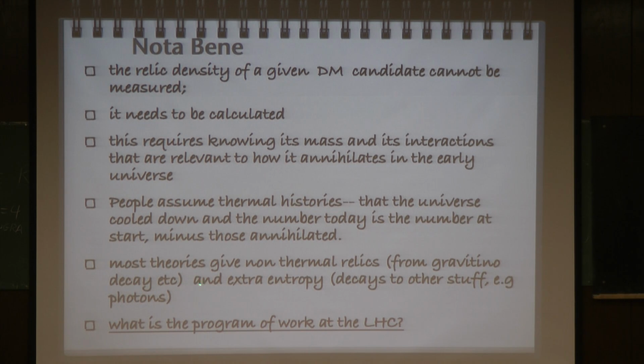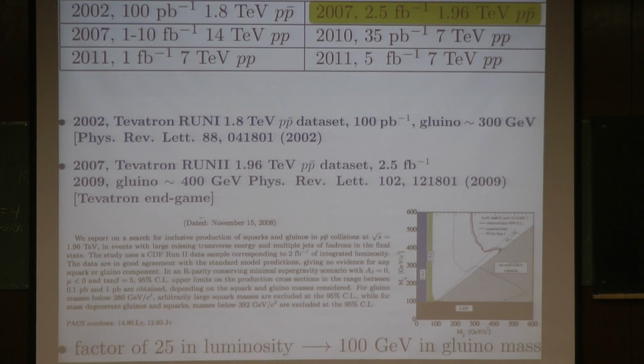And in most of the theories, in fact, what you get is non-thermal relics, for example, from gravitino decays, and extra entropy. It decays to other stuff, it decays to photons. So the people who are doing G2 compactifications, models and strings, etc., they find non-thermal histories, they find non-thermal relics. That doesn't say much, but it's an indication that you have to be careful about all that. And it's an indication also that how we put together the direct measurements and the LHC is a tricky thing. And I will come back to this question.